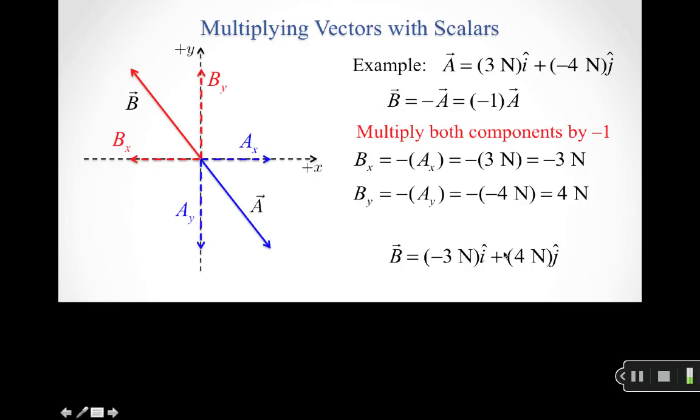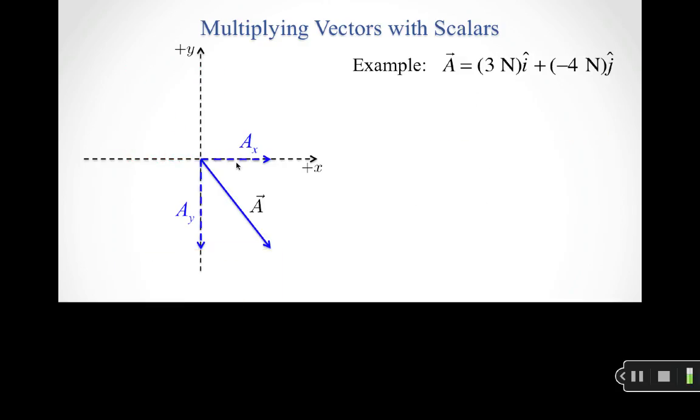And so that maps out to tell me that vector B has an x component of negative 3 newtons and a y component of positive 4 newtons, so there's vector B. When they're both drawn on the same diagram, it's easy to see how they relate. Clearly vector B points in the opposite direction from vector A, and it has the same magnitude as vector A.